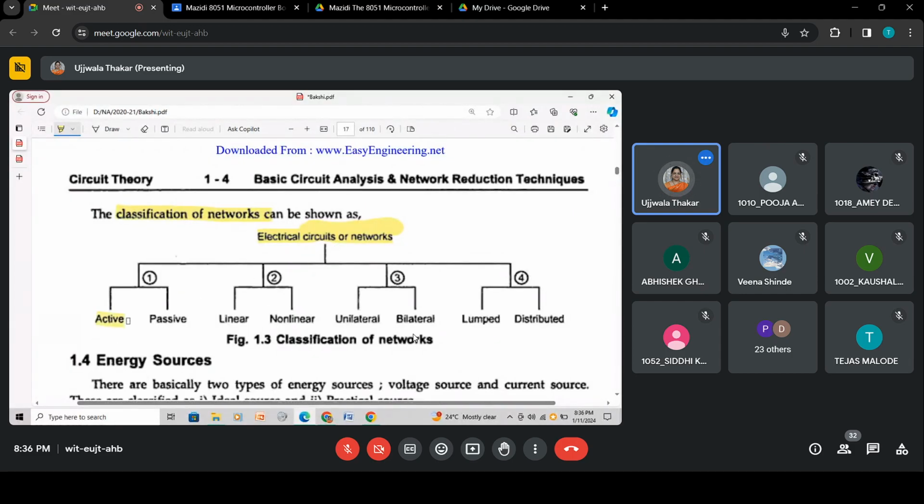So active and passive. Can anyone tell me what is an active network and a passive network? Yes. Can anyone tell me the meaning of active network and passive network? Ma'am, active networks have a voltage source, whereas passive networks do not have a voltage source or energy source.